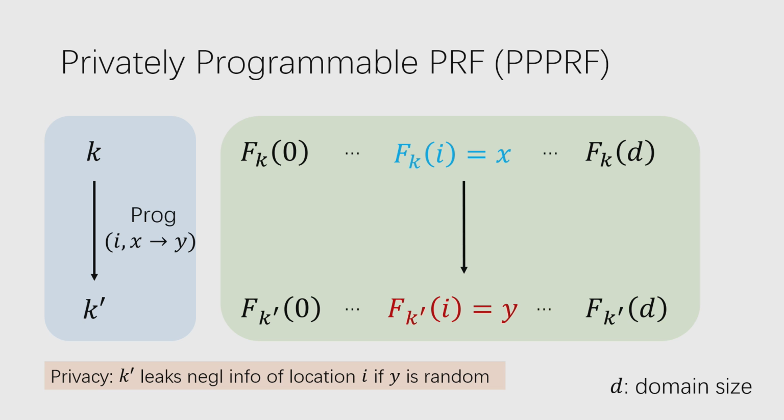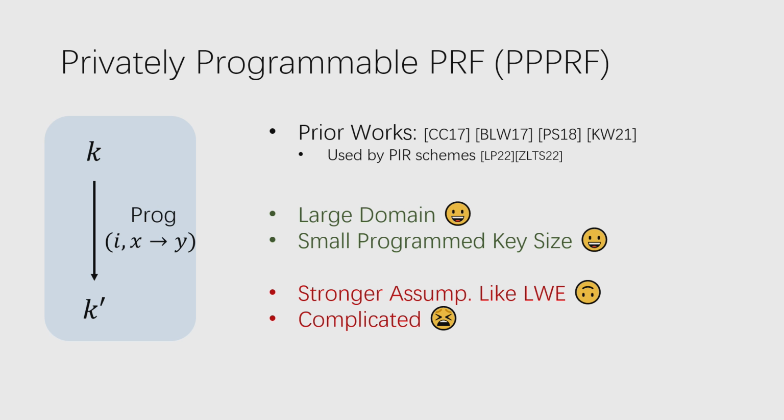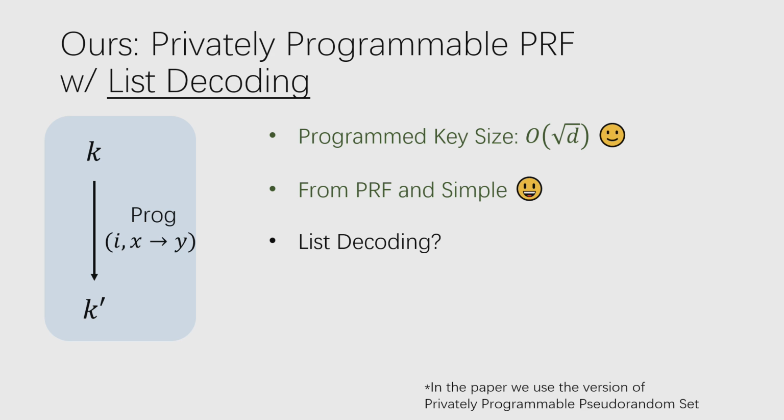So something like this actually exists, but they are quite tricky to construct. There are numerous prior works on this, and they're already used by PIR schemes before. And they do have a lot of good things. For example, they do support a pretty large domain. They have polylog program key size. But the downside is they do require stronger assumptions like LWE, and they are relatively complicated, and there's no good implementation. So in this talk, I'm going to introduce a privately programmable PRF with list decoding.